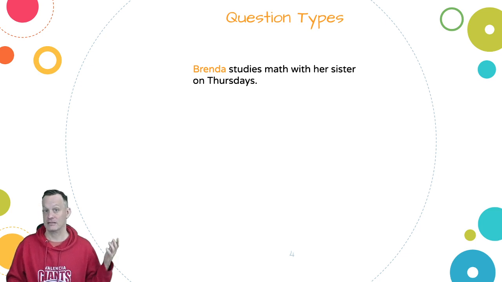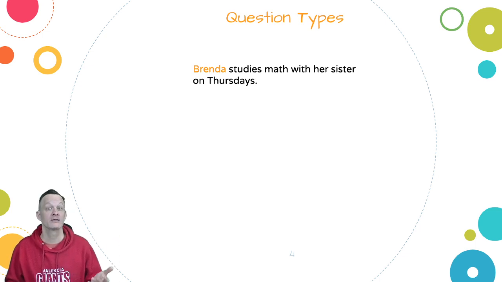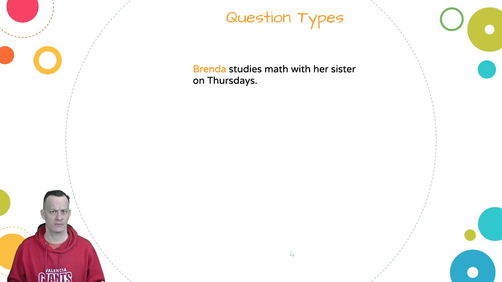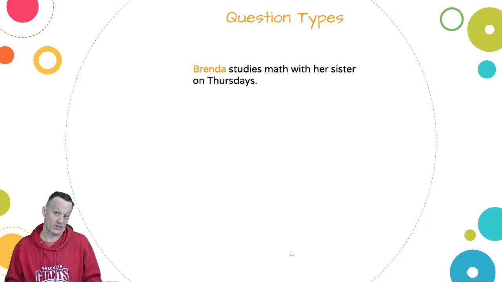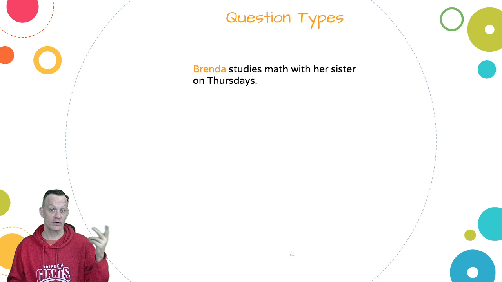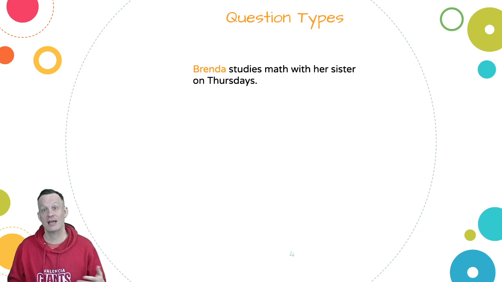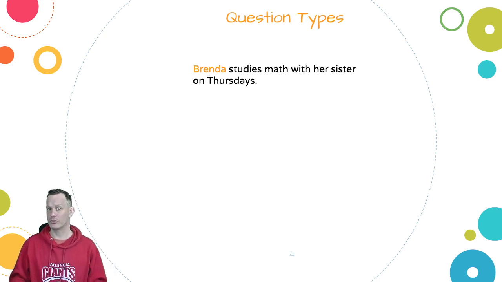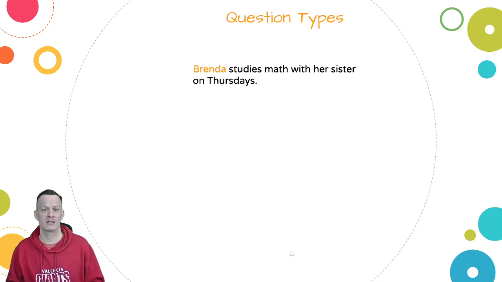Let's look at this. It says, Brenda studies math with her sister on Thursdays. And here we have a lot of information, okay? Brenda, the person, studies, an action, math, what she studies, with her sister, so we have the two of them together, so who she studies with, and Thursdays, the time. So we can ask a lot of WH questions for this sentence.